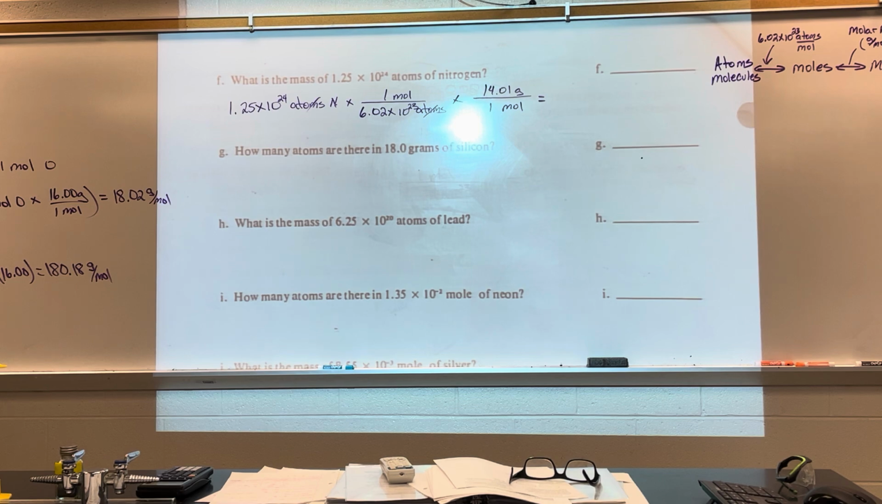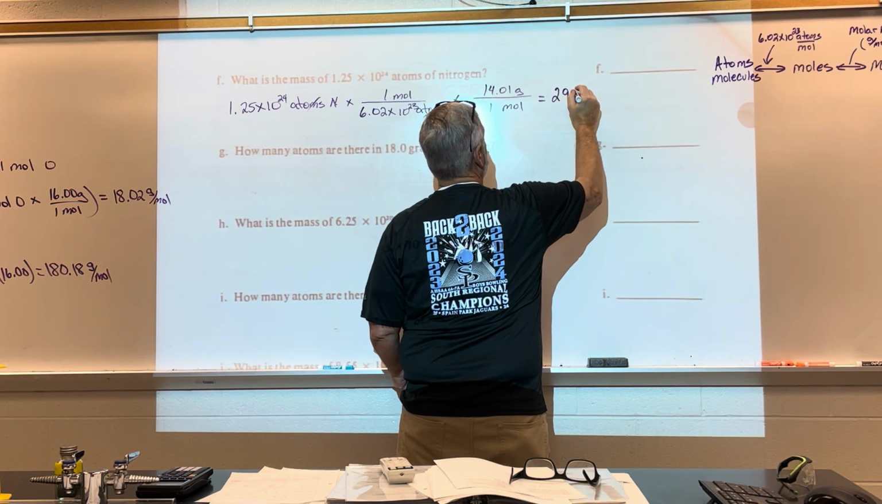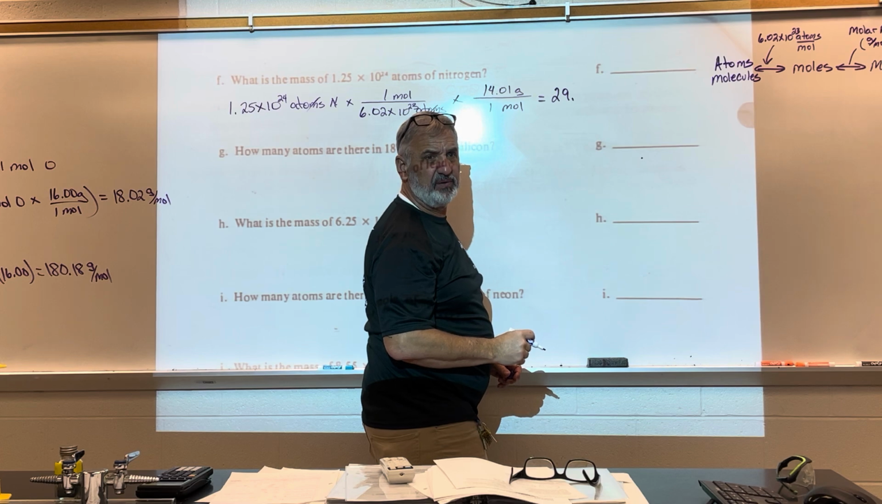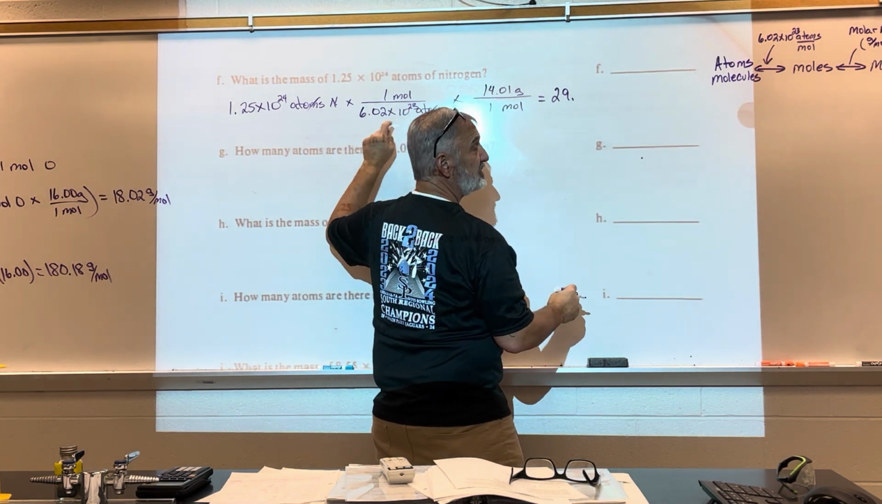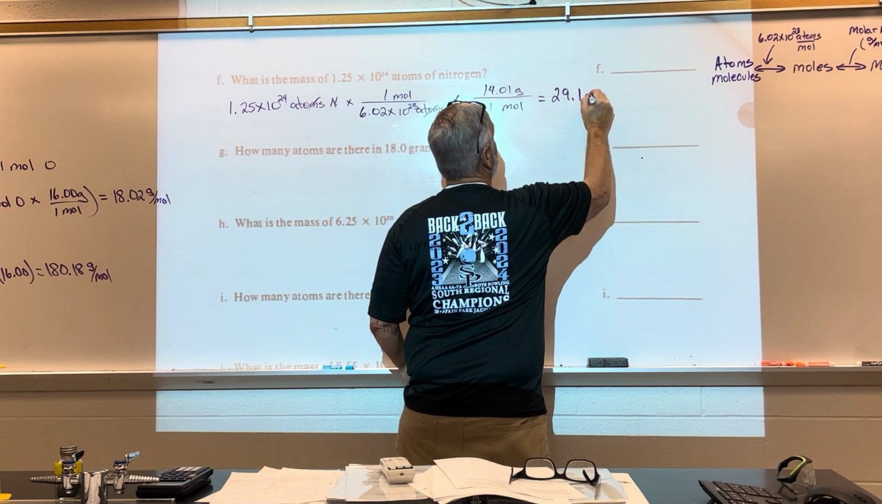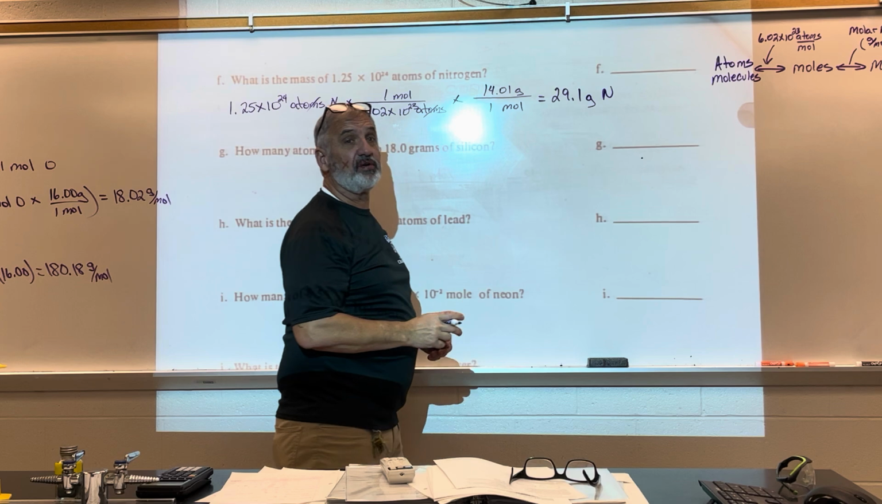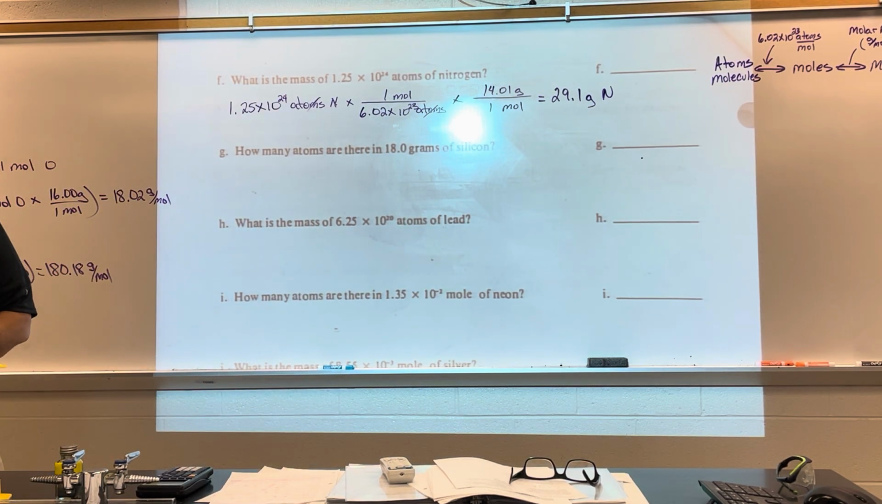Do we have a number? 29.1. Is everybody getting 29.1? I've got 2.99. 29 point, you got what? 2.91. Okay, yeah, that's probably how you put this in on your scientific notation. And I always want an answer with a unit and a label, grams of nitrogen. Okay, so again, figure out your calculators.